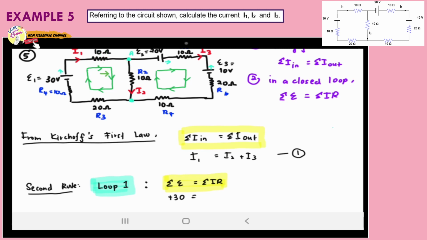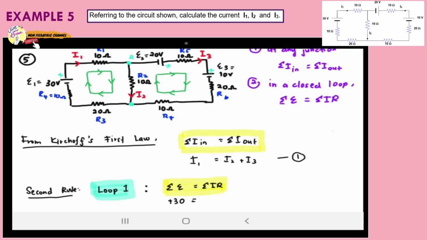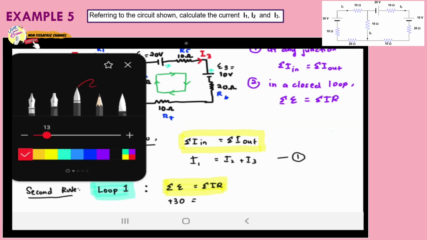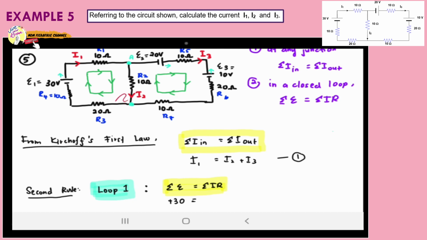How many resistors do we have in the first loop? 1, 2, 3, and 4. You must focus on the type of current that flows through R1, R2, R3, and R4. The current that flows through R1 is I1. The current that flows through R2 is I2. And the current that flows through R3 and R4 is I1.